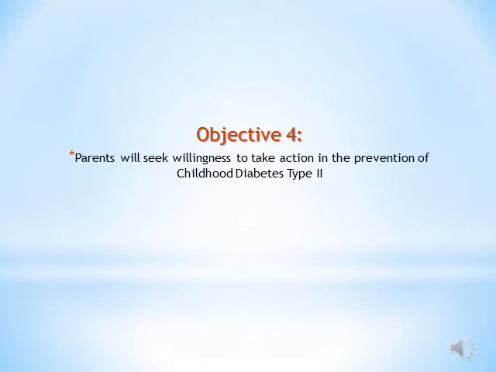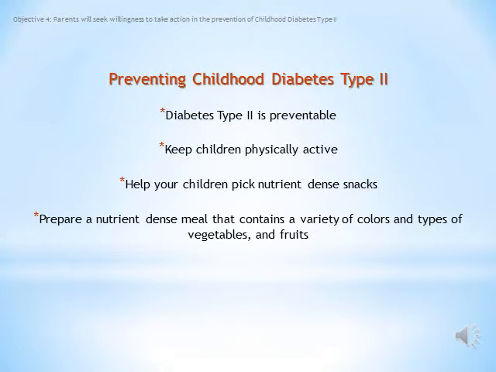Objective 4. Parents will seek willingness to take action in the prevention of childhood diabetes type 2. Preventing childhood diabetes type 2. Now that we have learned about the differences between diabetes type 1 and 2 in children, you can help prevent the onset of diabetes. Keeping children physically active not only helps to maintain their weight, but to keep their glucose levels down and prevent insulin resistance.